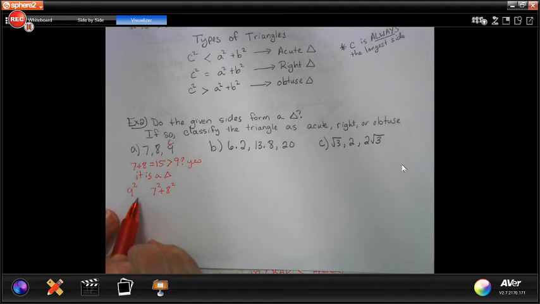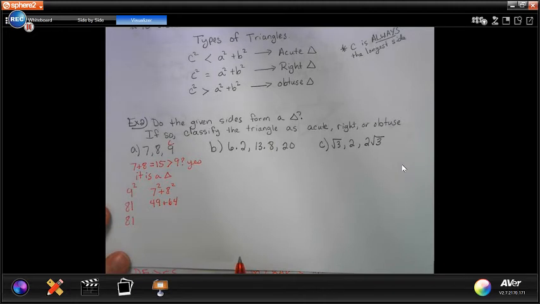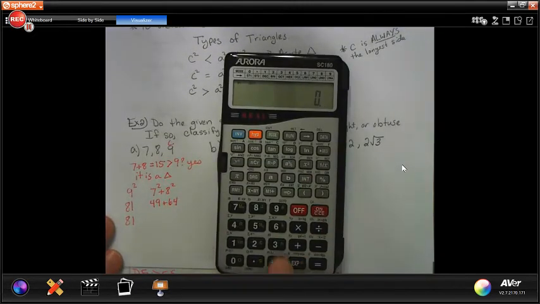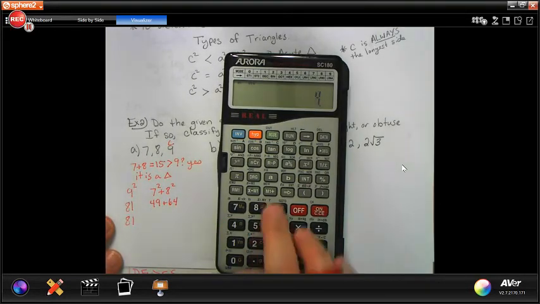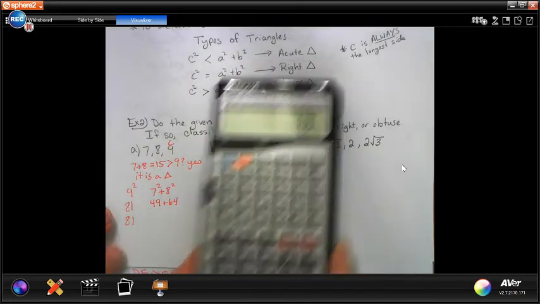So I have 81. I don't know what goes here. But here's 49 plus 64. I'm going to keep 81 there, so there's nothing to do there. 49 plus 64 is 113.